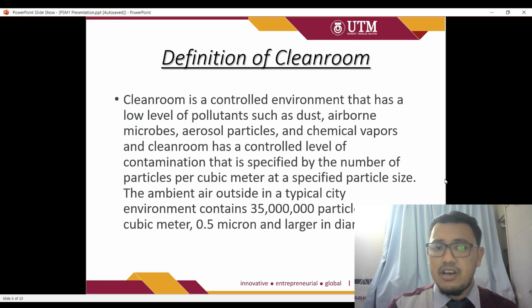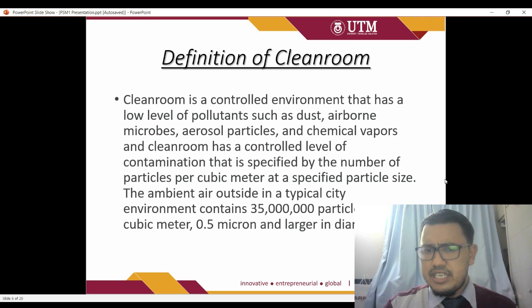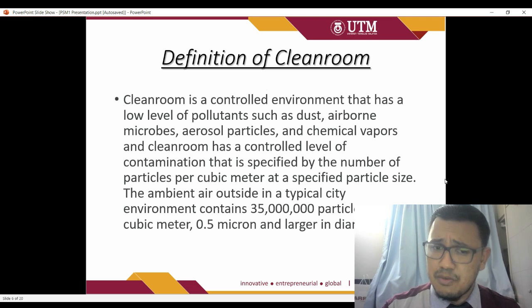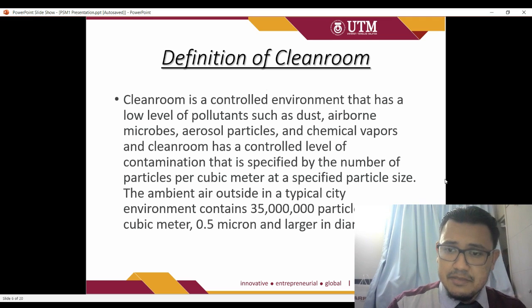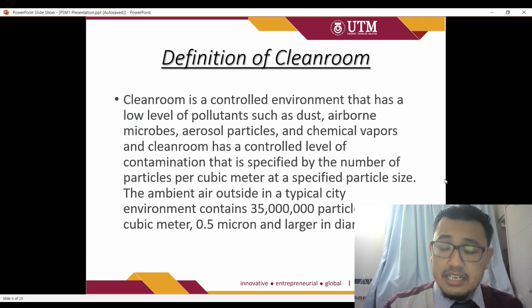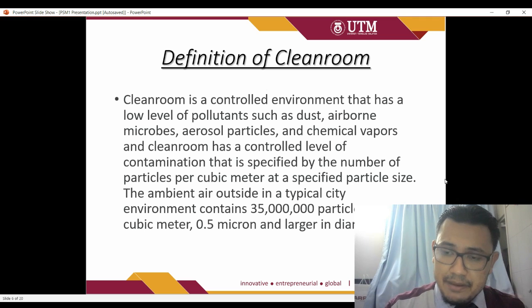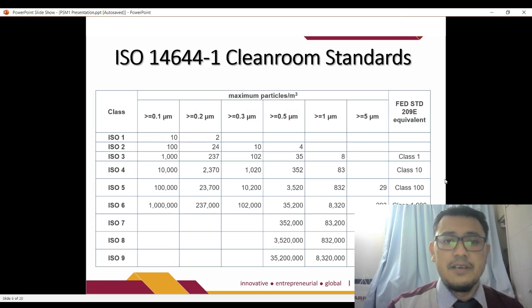The ambient air outside in a typical city environment, at 92 degrees dry bulb and 83 wet bulb, contains about 35 million particles per cubic meter that are 0.5 micron and larger in diameter. Usually for testing, you use 5 micron, 0.5, and 0.3.